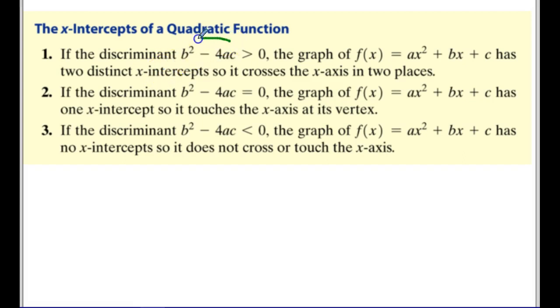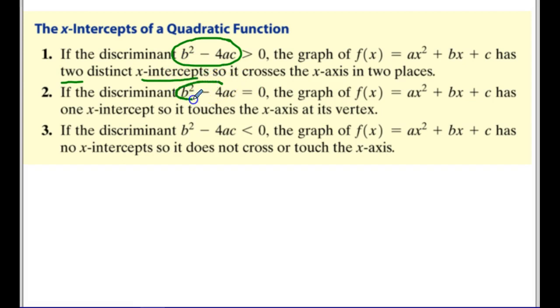Okay, the discriminant is this b squared minus 4ac. So if you remember the quadratic formula, this is the stuff that's under the radical sign. Okay, that's the important part. So if I take my b squared minus 4ac and it's greater than 0, it tells me I have 2 intercepts. Okay, so I will have 2 solutions.